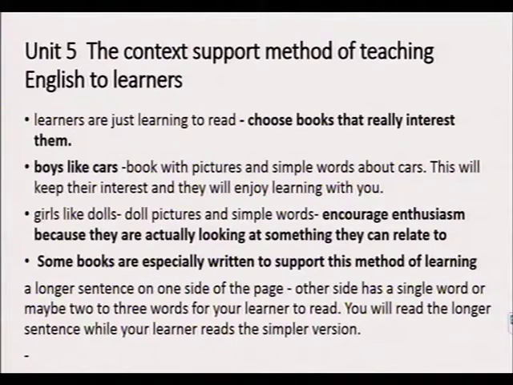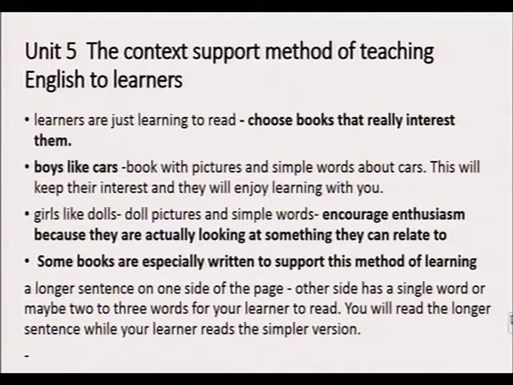We move on to Unit 5. Here, let's have a look at another method of teaching English, and this is the context support method. When learners are just learning to read, we need to choose books that really interest them. Boys, for instance, like cars, so it might be useful to choose a book with pictures and simple words about cars, because this will keep them interested and they will also enjoy it more. Girls, on the other hand, traditionally like dolls more, and so we can focus on a book about dolls and encourage their enthusiasm, because children actually look at something they can relate to.